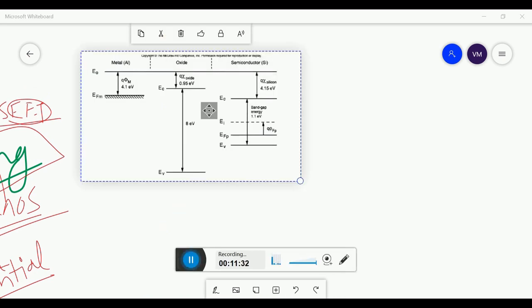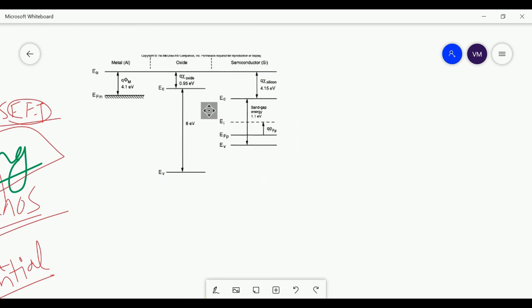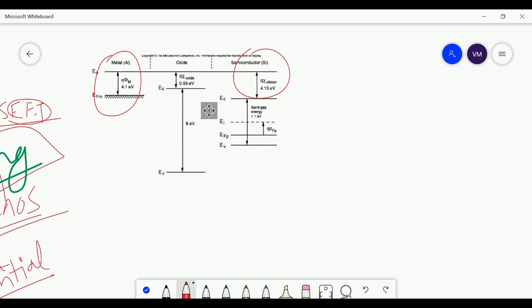So let's start. We have already understood that the band is bending. Fine. And the band is bending due to the inbuilt potential difference. Now we want to calculate that particular potential difference. What is that potential difference between the metal and the semiconductor? Fine. This we need to understand. Now let us start calculating it.